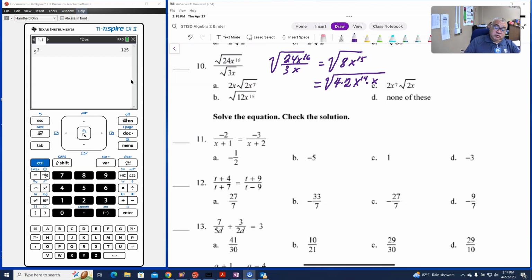Okay? So since the index is 2, the square root of 4 is 2. That 2 will stay in the radical. x to the 14th, and we're going to get the square root of that. So it's going to be x to the 7th. How do I get that? 14 divided by 2. Now we do have one that's left over, so it's going to be this one times x. So it's 2 times x to the 7th times the square root of 2x. So your answer is C.